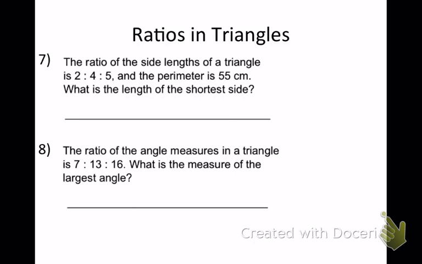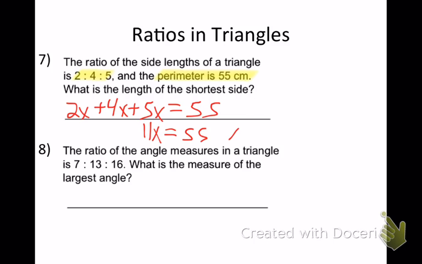Now we're talking about the ratios in triangles. For example, the ratio of the side lengths of a triangle is 2 to 4 to 5, and the perimeter is 55. Who can remind me what perimeter means? Distance around the outside, nice. So if the ratio is 2 to 4 to 5, that's like saying 2x plus 4x plus 5x, and I would set that equal to 55, because 55 is the perimeter. So 2x plus 4x plus 5x gives 11x equals 55, which is x equals 5.